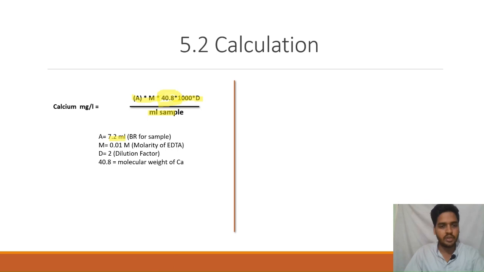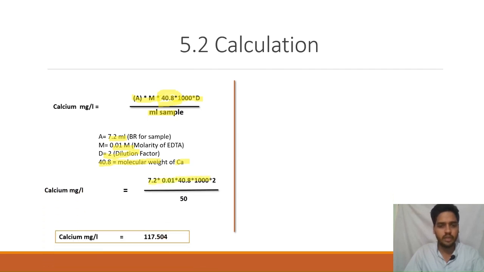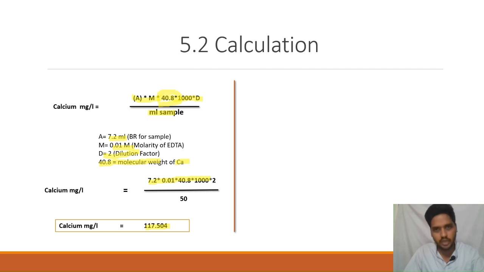A stands for the burette reading, which is 7.2 ml. M is 0.01 molar. D is dilution factor, which is 2, and 40.8 is the molecular weight of Ca, because here we are getting the answer as calcium in milligram per liter. So when we put all the numbers into the formula, the answer will come 117.504 milligram per liter, which is pure calcium.